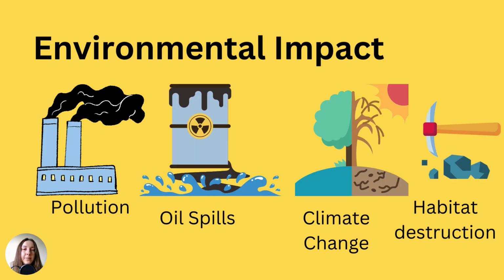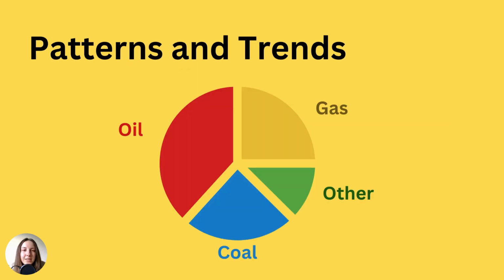The environmental impact of different types of resources. So obviously I mentioned pollution, and in chemistry of the atmosphere, I will link this video to it. I know this is a physics lesson, but there is other areas in the course where you will need to know about pollution in more detail. So it's worth being aware of that. Oil spills, like I mentioned, climate change and habitat destruction, which I've mentioned already.